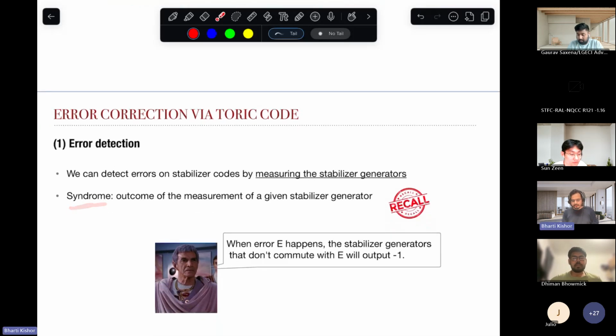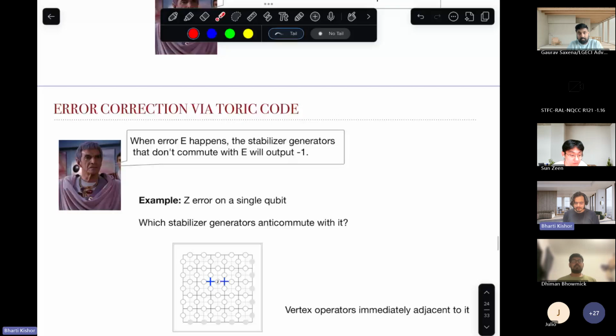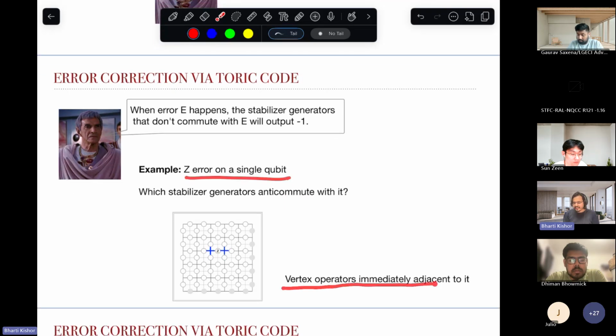And syndrome, basically, we saw that it was the outcome of the measurement of a given stabilizer generator. In the beginning, we talked about it. So whenever an error E happens, the stabilizer generators that don't commute with E will output -1. So let's say you have a Z error on a single qubit. Then there are two stabilizer generators that don't commute with it, and these are basically the vertex operators. So which stabilizer generators anti-commute with it if you have a Z error on a single qubit? Vertex operators immediately adjacent to it. So they will anti-commute and they will flag you that some error has occurred.